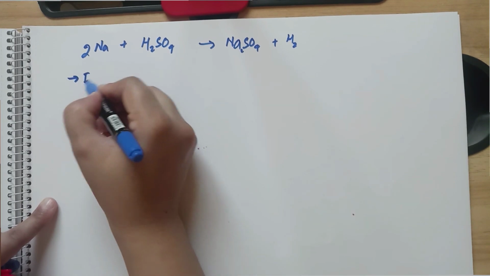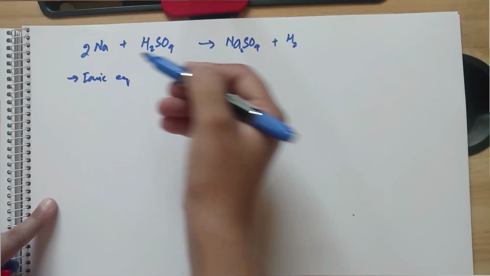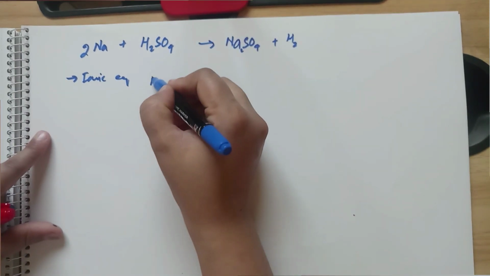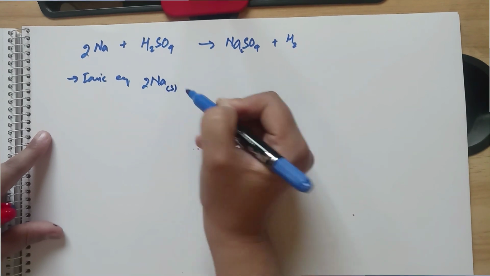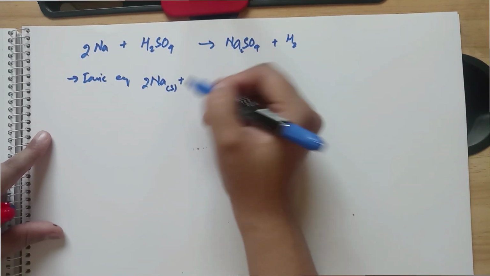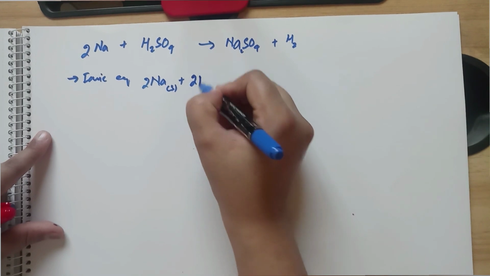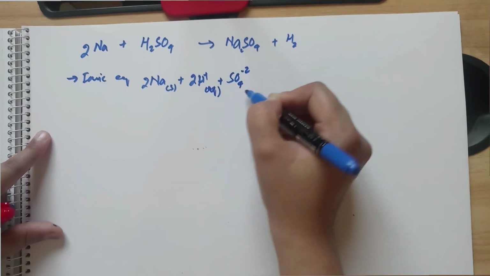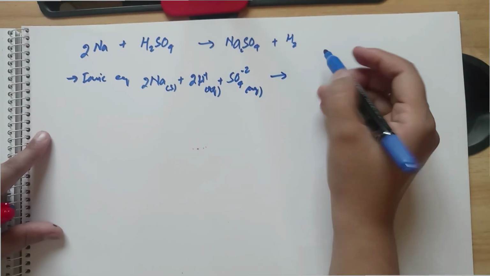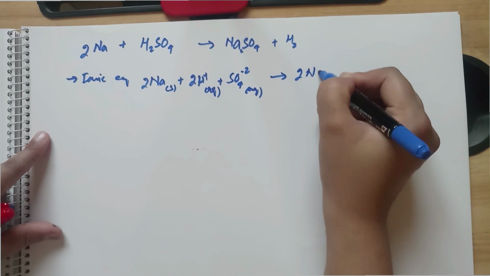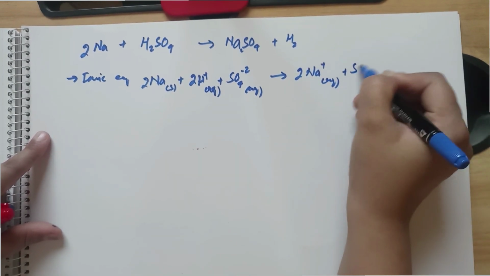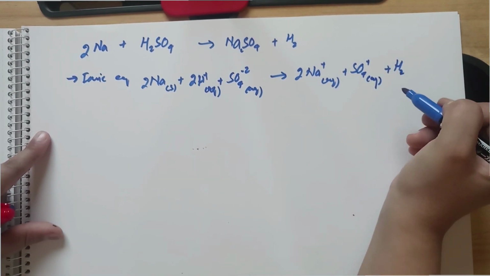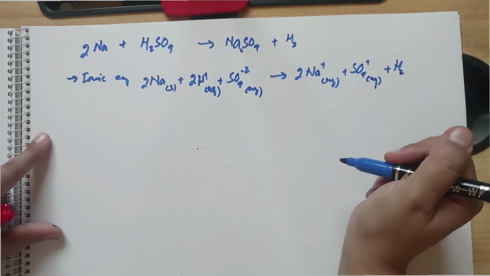So if we write its ionic equation, again, sodium is a metal, so it is in solid state and it will not ionize in a solution, it will remain as a solid. And sulfuric acid dissolves in water to form ions, so 2 hydrogen ions in aqueous, sulfate ion, aqueous solution gives us 2 sodium ions, aqueous solution, sulfate ion, aqueous solution, and again hydrogen is a gas, so it will not ionize in a solution. Is it clear?